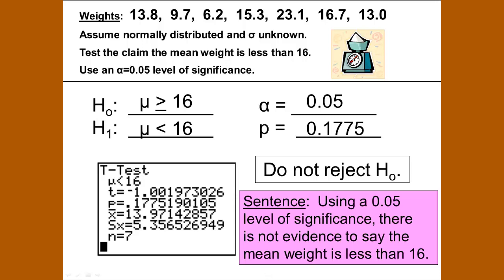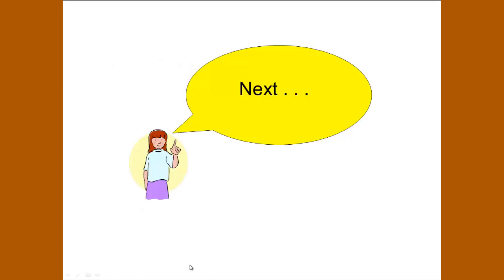And then, to conclude this problem, we must write the sentence using, what's our significance level? 0.05. So using a 0.05 level of significance, there is not evidence to say that the mean weight is less than 16. And we have completed our example.